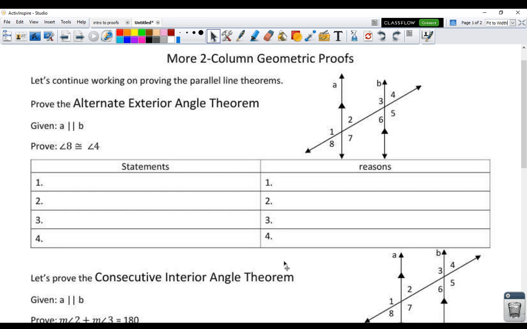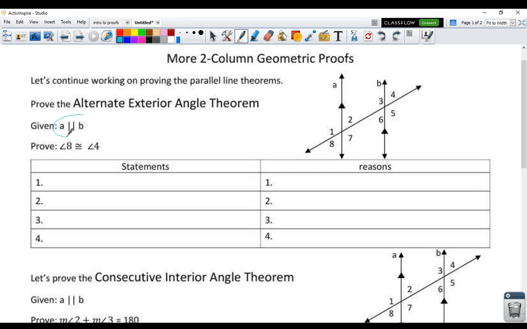Hey there again, guys. We're looking at doing some more geometric proofs here because you need to practice these in order to be able to understand them and to get good at them. So the more you're able to practice, the more you're able to watch, hopefully, the better you'll be as you go on with these proofs. Okay, so these are still some parallel line proofs.